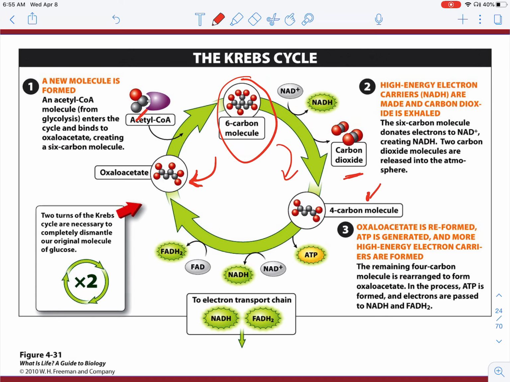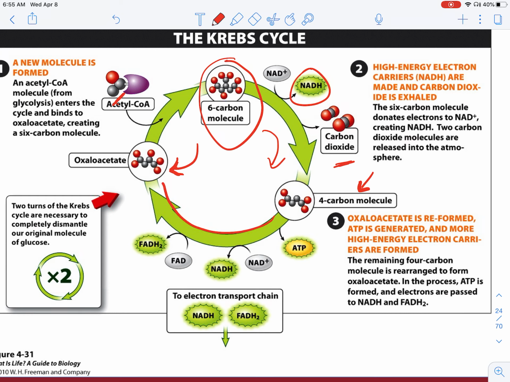That leaves you back to a 4 carbon structure. Every time we remove a carbon dioxide, we create a NADH, and then we're going to oxidize that structure back to oxaloacetate so that it can pick up another acetyl group. It's a cycle because you end up right where you start. And again, because you form 2 acetyl groups for every 1 glucose, you run this cycle twice to get the total amount of energy that you get out from 1 glucose molecule.